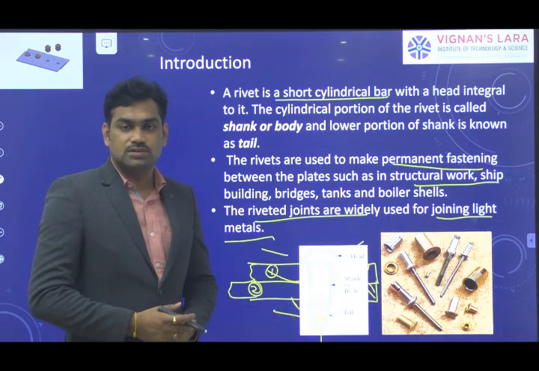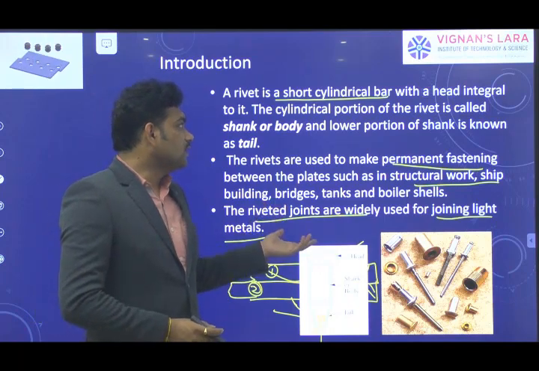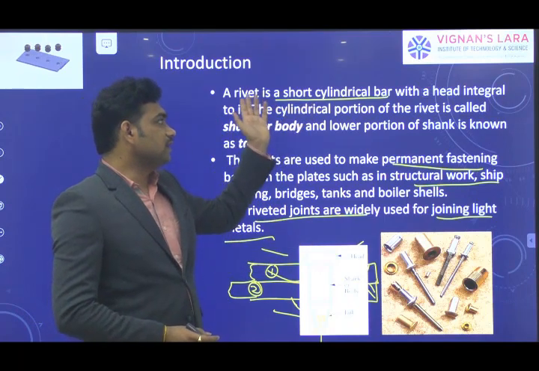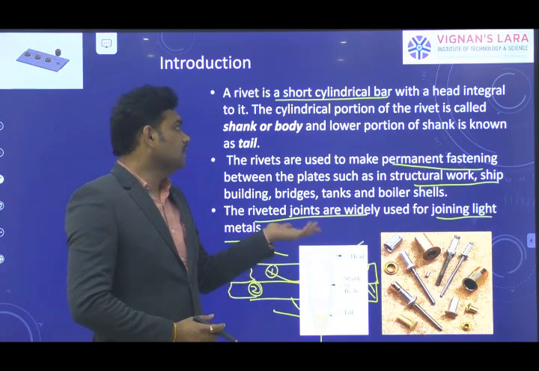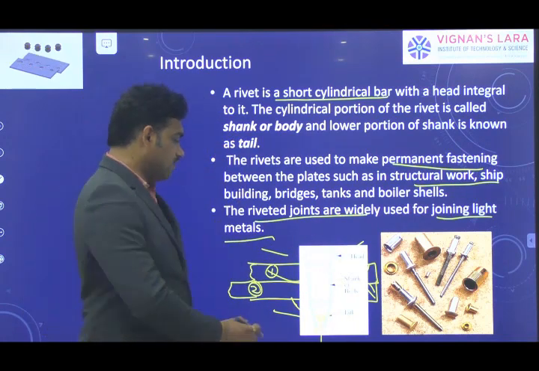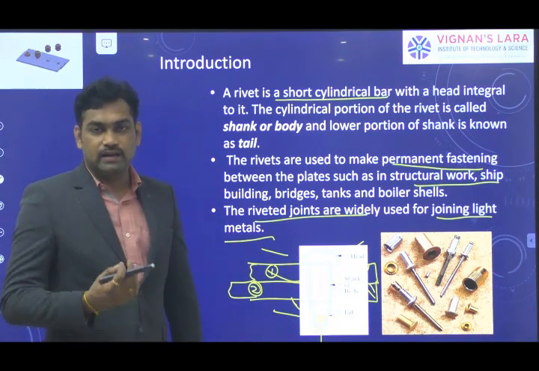So that is the process by which we can join two machine components by means of a rivet. A rivet can be defined as a short cylindrical bar with a head, or integral head, and it also has a shank or body. These are the three parts we have: a head, a shank and a tail.